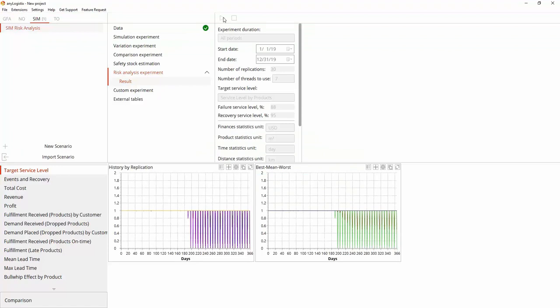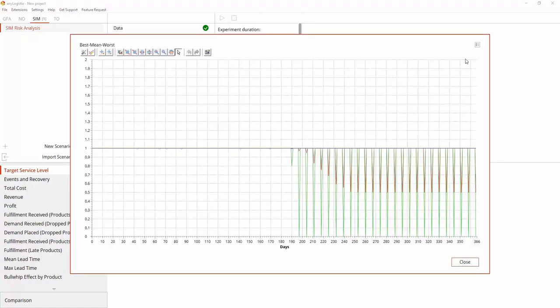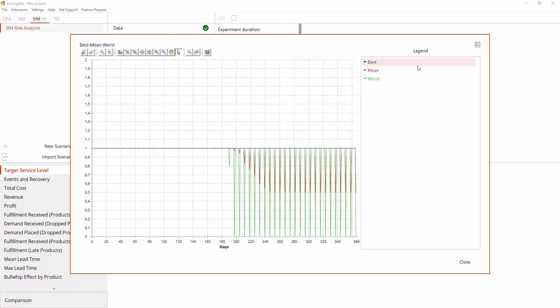The results are available in the dashboard below the experiment's view in the form of statistics, distributed through the tabs on the left. Let's familiarize ourselves with the corresponding data. Target service level depicts the type of statistic that is specified in experiment properties. History by replication shows all results, and best, mean, worst filters the required statistics data to present only the best, mean, and worst values of target service level.